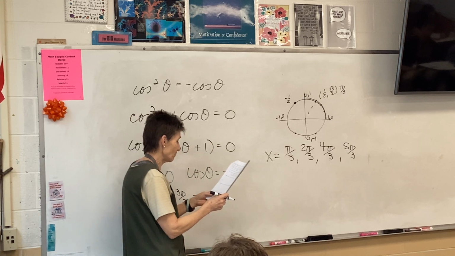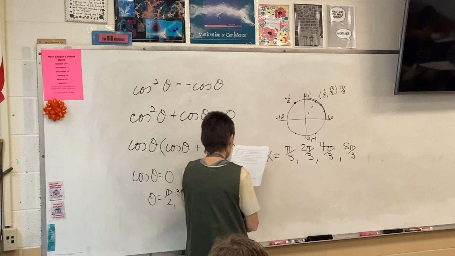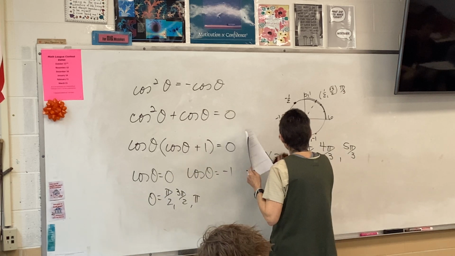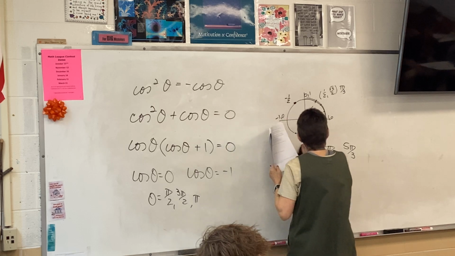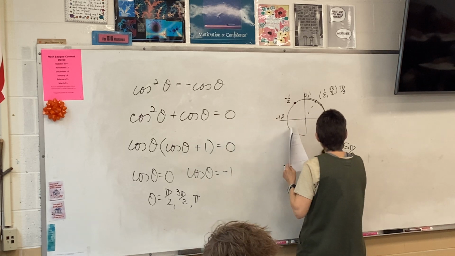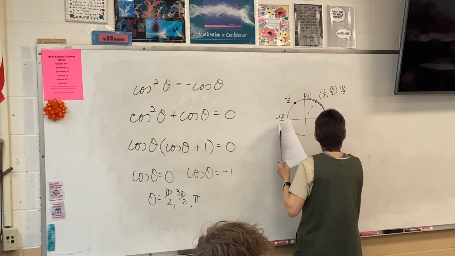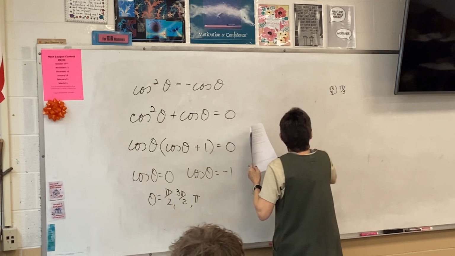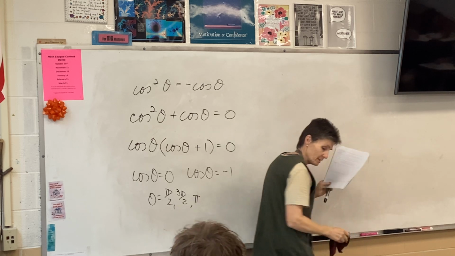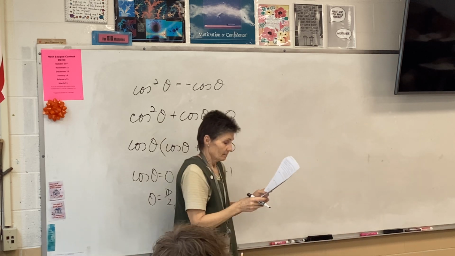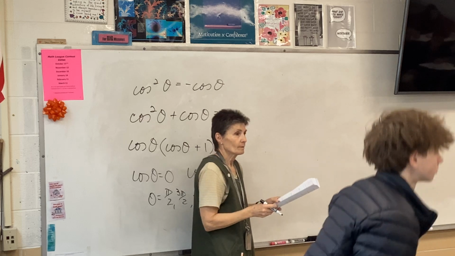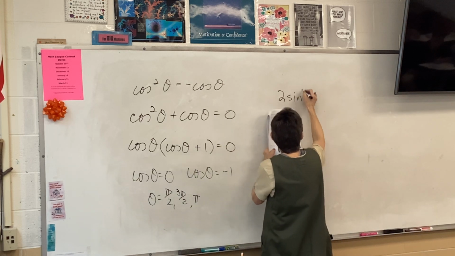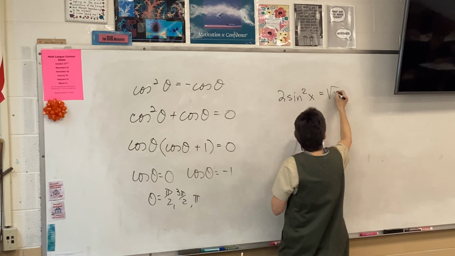All right, let's look at example A. I think it's, what are the x coordinates of the points of intersection? All right, what are you going to do for example A? Set them equal to each other. So 2 sine squared equals root 3 sine.